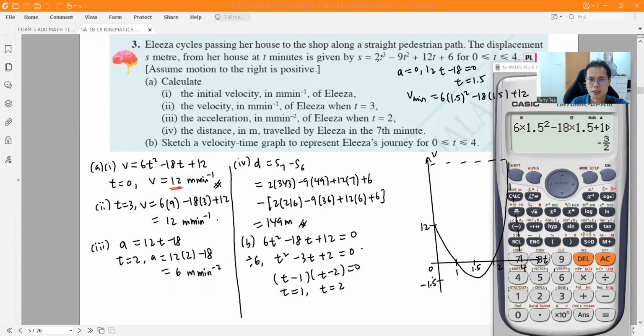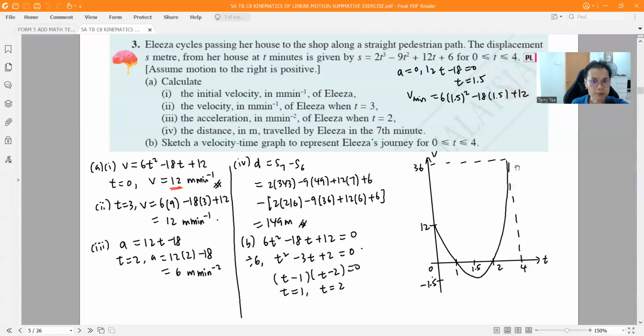Okay, I still need one more thing. I need to find what is my v value when t is 4. Okay, you can just replace this with 4. I'm just going to delete this, replace this with 4. All right, I'm going to move this over, replace this with 4. Okay, my answer is 36. So that means the graph will go all the way up here, up to 36.